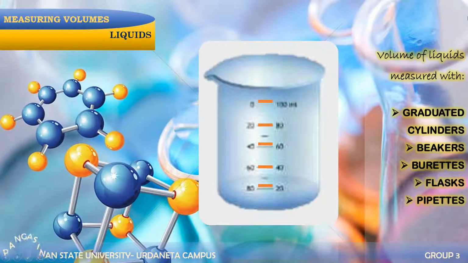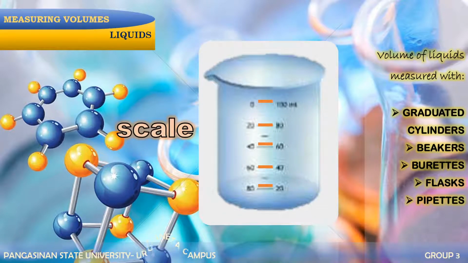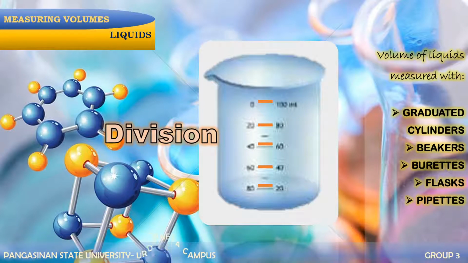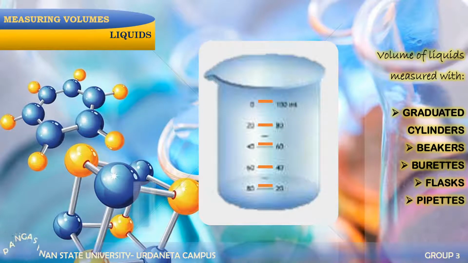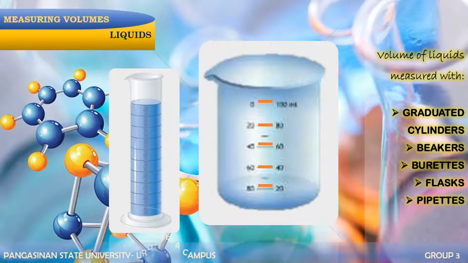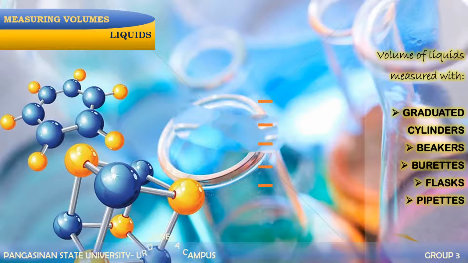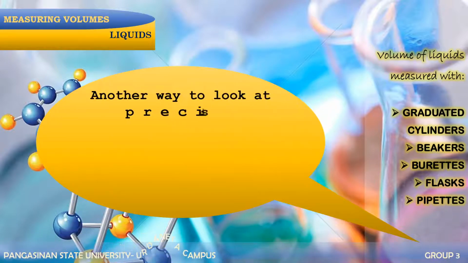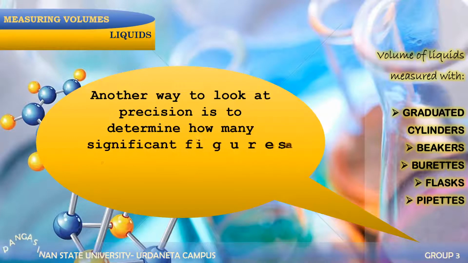Each of these instruments is marked with lines. All of these lines are called the scale. Each line is a division or graduation, and only some of these divisions are marked. Some of these instruments are more precise than others. Another way to look at precision is to determine how many significant figures are possible when measuring volume.